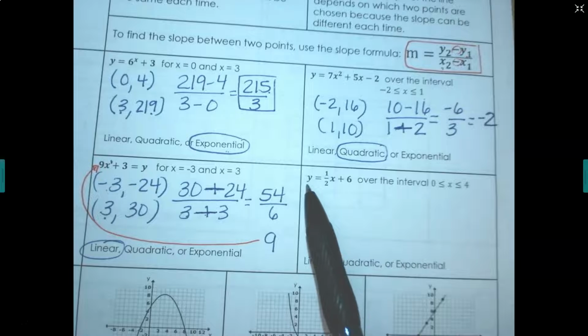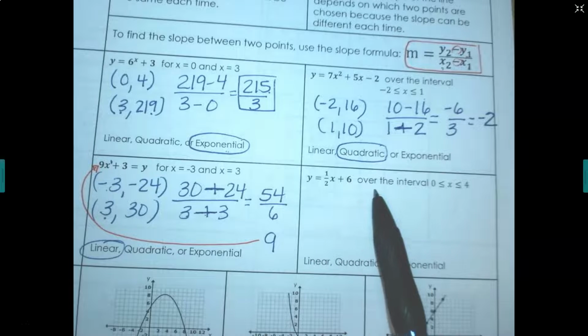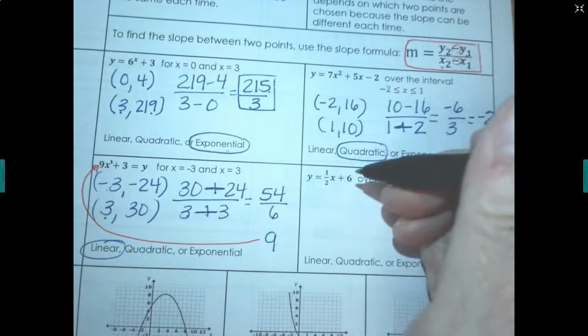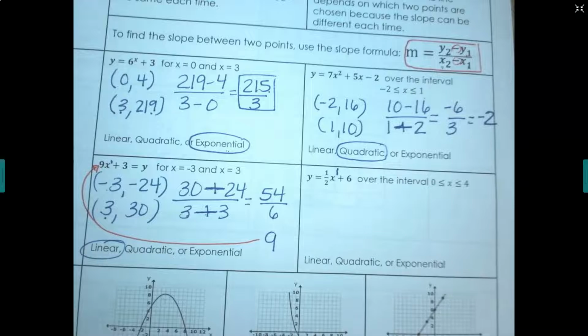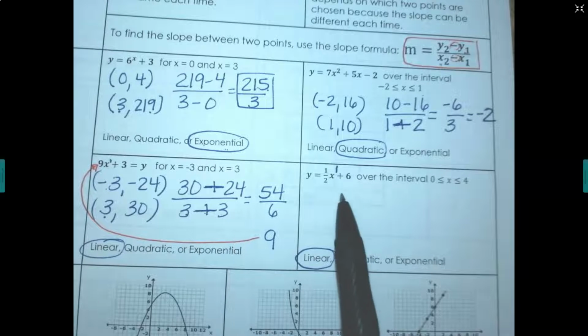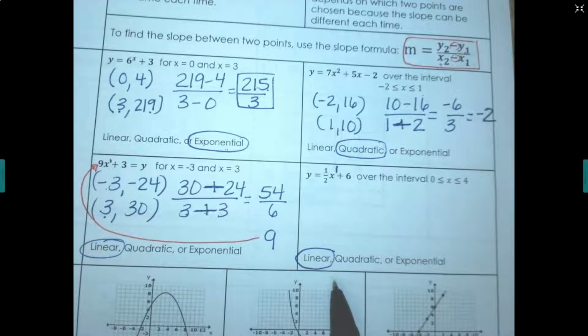So let's take a look at our last one. Our last one says y equals 1/2 x plus 6, and over this particular interval. When I look at this, I'm trying to decide linear, quadratic, or exponential. I notice on my variable x, the greatest exponent that I have is a 1. When your greatest exponent is a 1, that means this is linear. So I learned a lesson over here, and that is if I have a linear equation, the slope is the slope. It's not going to change.